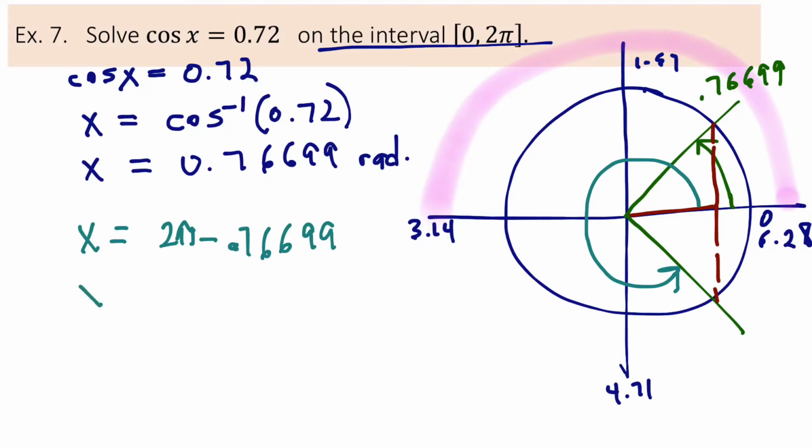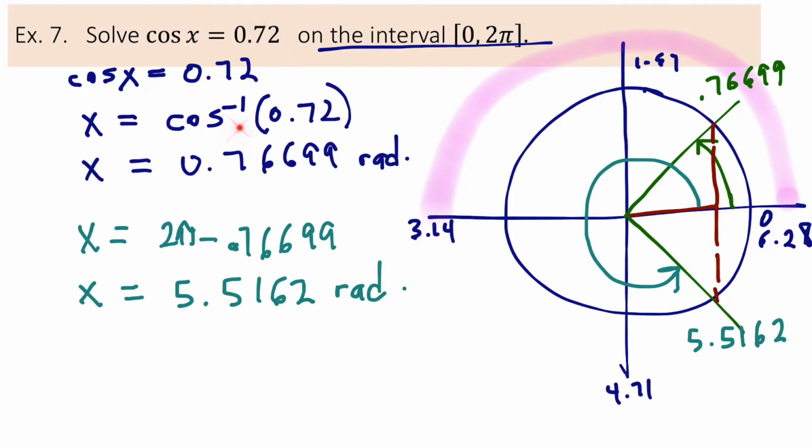If I run that through the calculator, I'm going to get that my angle x there is 5.5162 radians. That's this line over here, 5.5162 radians. Okay, so we found both of the angles that have a cosine, which is this dimension here, equal to this 0.72 number by using our inverse cosine feature.